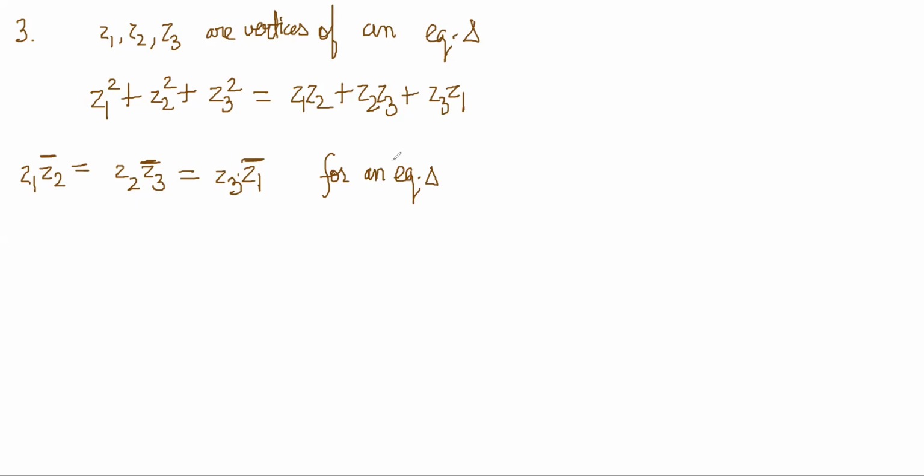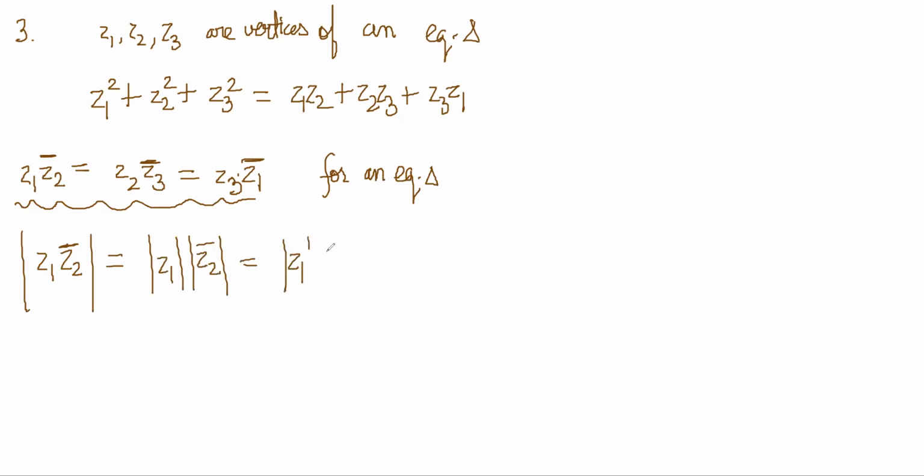Okay, so if it is an equilateral triangle, what is Z1 into Z2 conjugate? Take mod on this side, right? Mod is equal to mod Z1 into mod Z2 conjugate, which is equal to mod Z1 into mod Z2, right? This is just the distance of Z1 and Z2 from the origin. So if your equilateral triangle is centered at the origin, then mod Z1 into mod Z2 is equal to this and this, right?